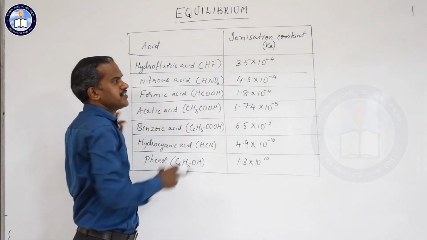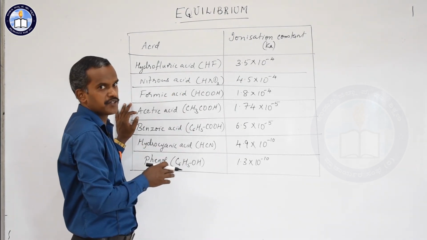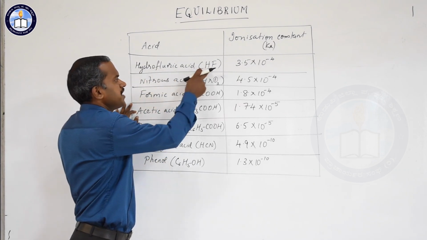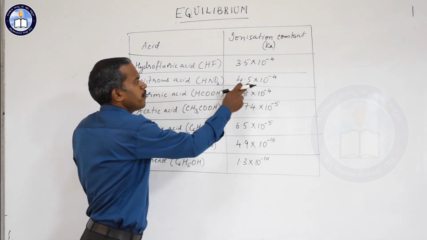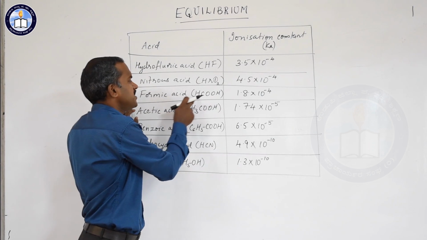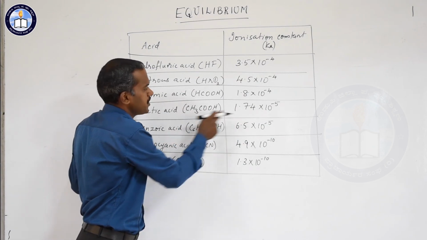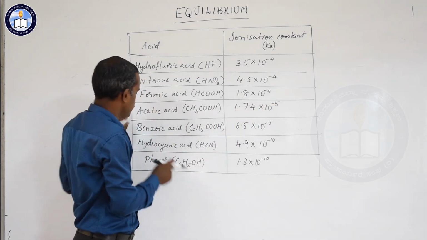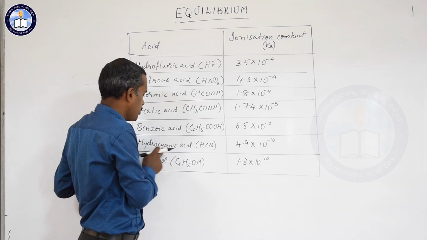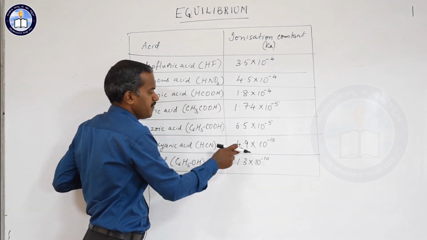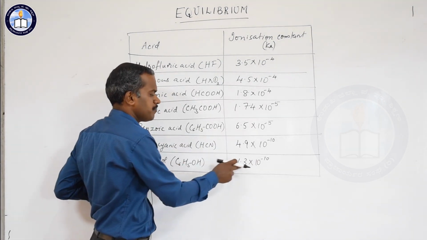Okay, after understanding ionization constant for different acids, look at some of the acids and their dissociation or ionization constant values. The first one, hydrofluoric acid HF, 3.5 into 10 to the power minus 4. Nitrous acid HNO2, 4.5 into 10 to the power minus 4. Formic acid HCOOH, 1.8 into 10 to the power minus 4. Acetic acid CH3COOH, 1.74 into 10 to the power minus 5. Benzoic acid C6H5COOH, 6.5 into 10 to the power minus 5. Hydrocyanic acid HCN, its Ka value is 4.9 into 10 to the power minus 10. And phenol C6H5OH, 1.3 into 10 to the power minus 10.